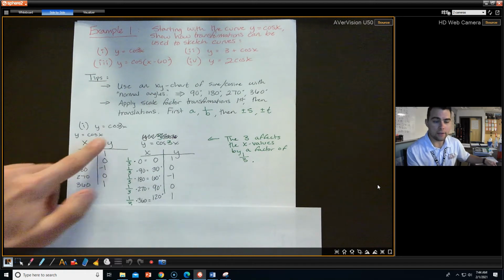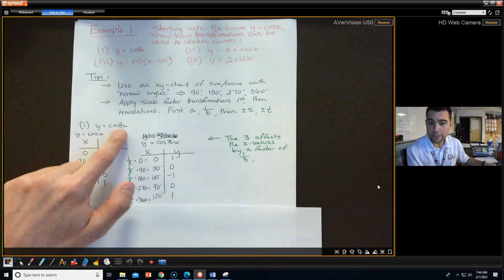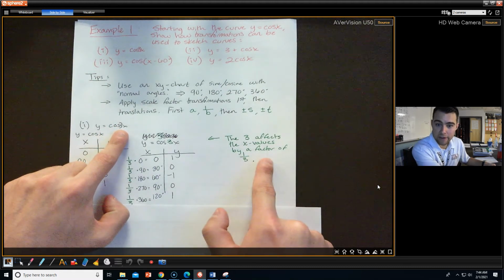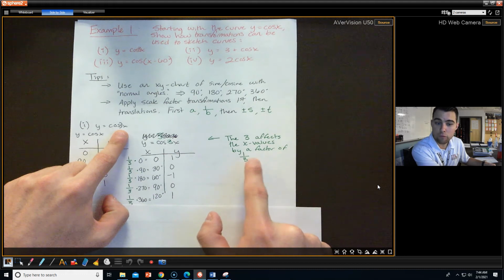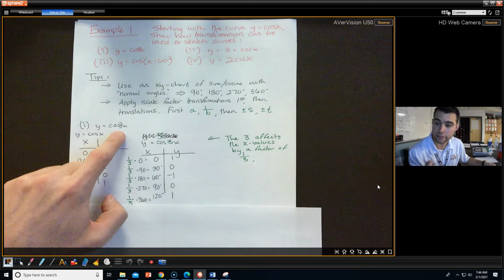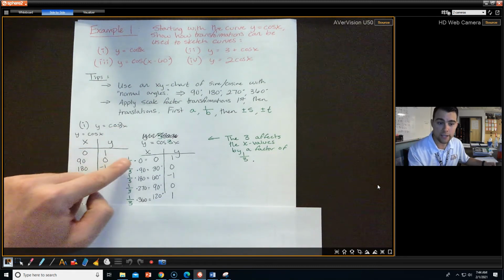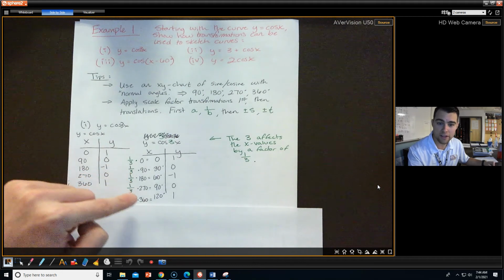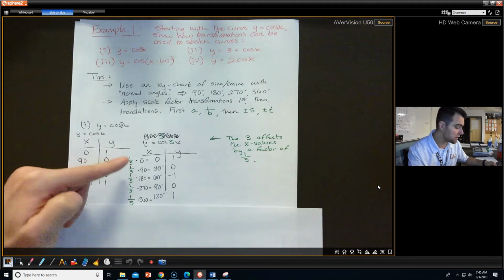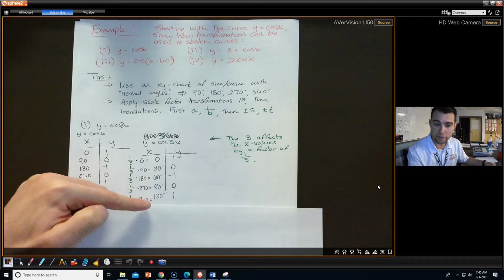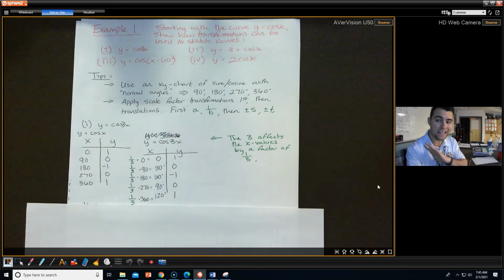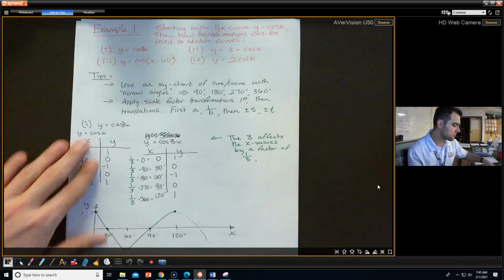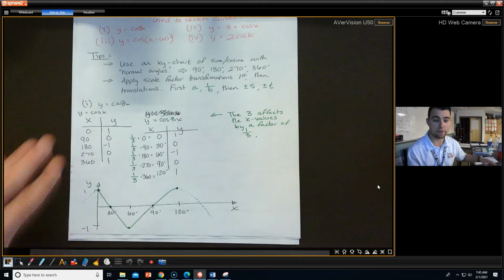Okay. Now this 3, again, this is our b. So it affects the x values by a factor of 1/3. It just affects the x values, and it's a scale factor, so that means it's kind of like dilations in geometry. You're going to take your x values and multiply them by 1/3. That's all you're going to do. We get our new x values right here. The y values don't change at all. And now this is our new graph right here.